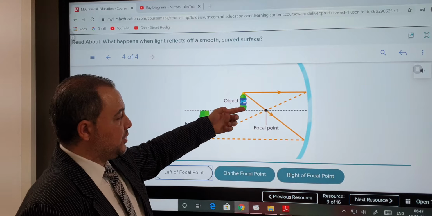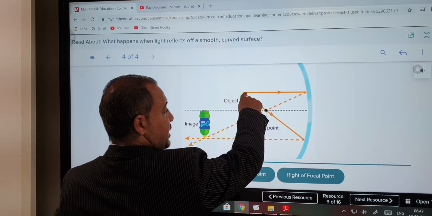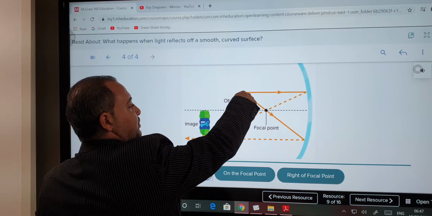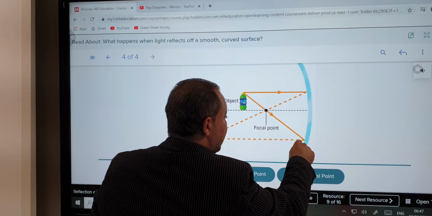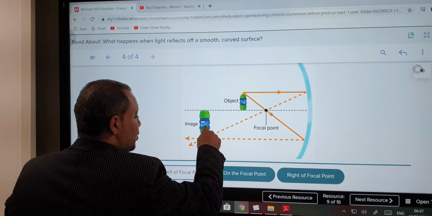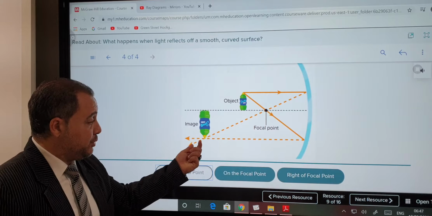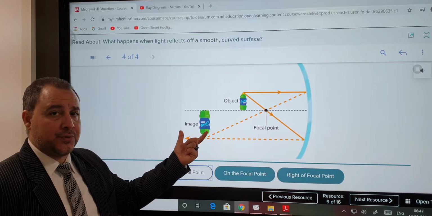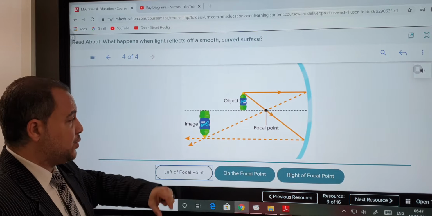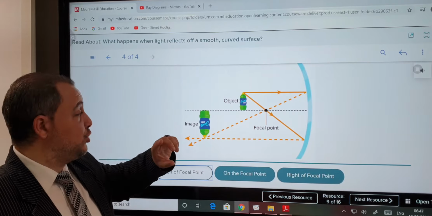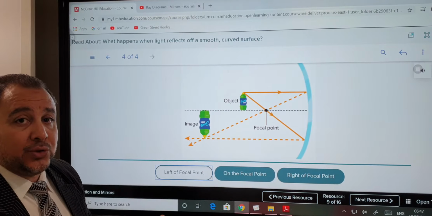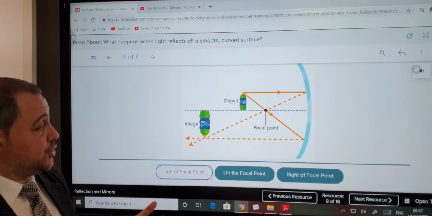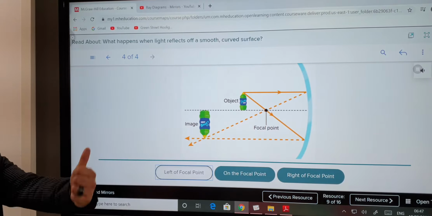This is the object left of the focal point. The first ray, parallel to the principal axis, will reflect passing through the focus. Another ray passing through the focus will reflect parallel to the principal axis. The intersection between the two rays is the image formed. So what are the properties of the image formed? According to size, direction, position, and whether it is a real or virtual image.